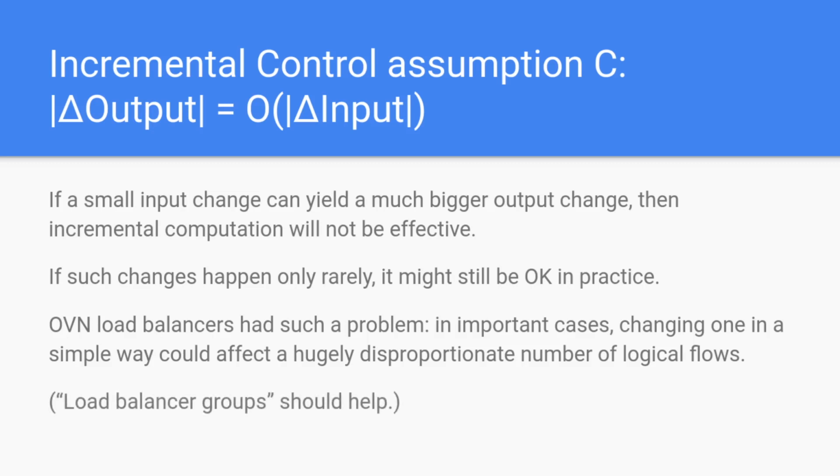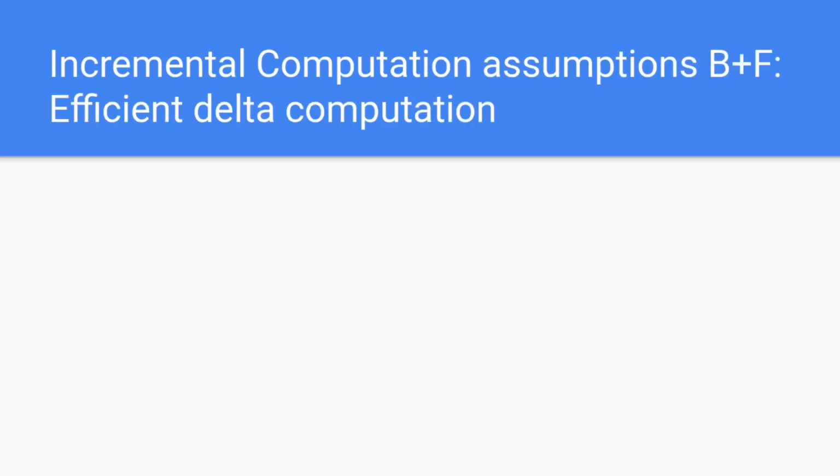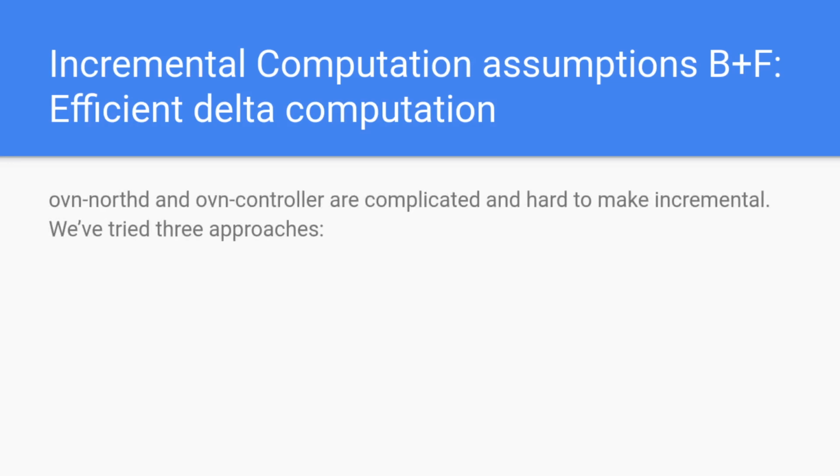In fact, this has been identified. This has been addressed through the addition of the concept of load balancer groups. I haven't studied those, but I'm sure that that's the solution. So the other big assumption is that given that we have a small change to input in the network as a whole and on each individual node, we can efficiently compute the changes that need to happen to the outputs in this case. And this is a harder problem.